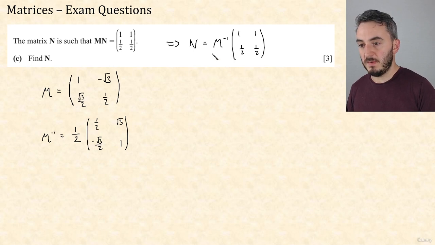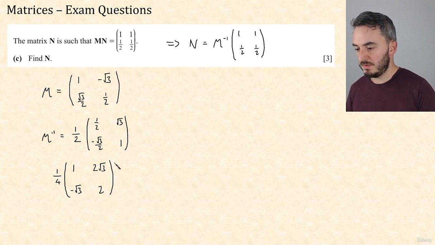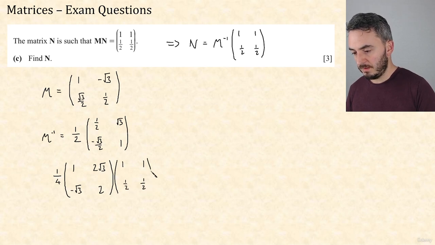So now we can just evaluate M inverse times this. I might just bring that half inside. You know what, actually, I'm going to pull a half out of here instead. It'll be a bit easier. So a quarter, I'm pulling a half out of this. So I'm left with 1, 2 root 3, minus root 3 and 2. Now I've just got integers everywhere, or surds. And I'm multiplying this by 1, 1, a half, a half. And let's see what we get.